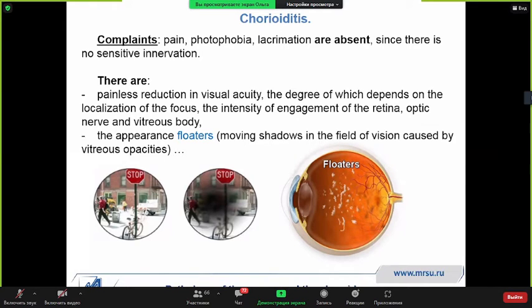But there is a reduction of the visual acuity, and the degree of reduction depends on localization of the focus, and of course it will be very big if the focus is in the central part of the fundus. The appearance of floaters, which are moving shadows in the field of vision, and small exudates in the vitreous body, which give some shadows to the retina.